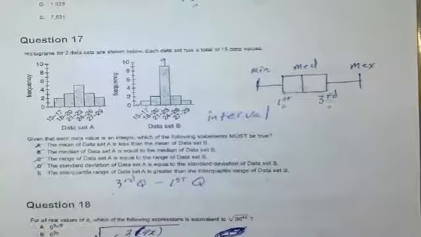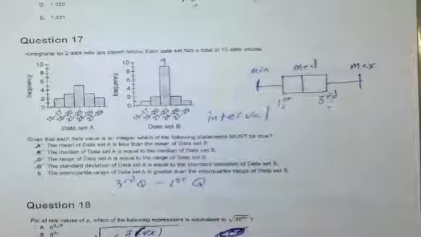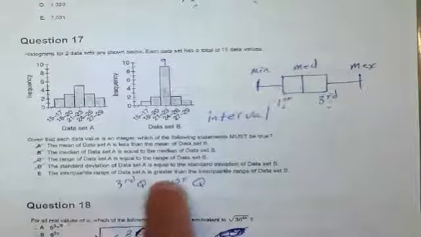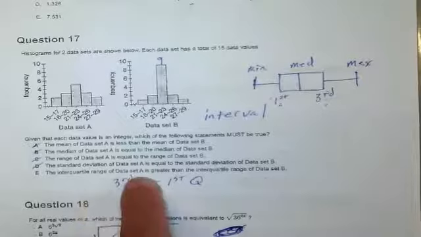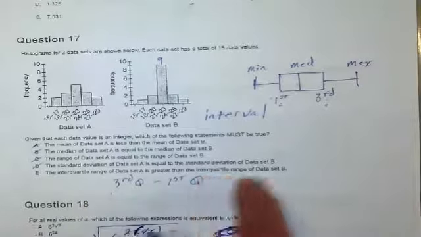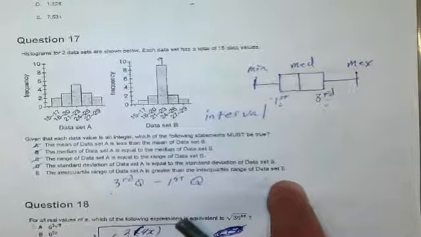We don't know. So you can't find any exact value, but we can compare the interquartile range of A, interquartile being the distance when you make a box plot from the third and first quartile. The interquartile range of A is greater than the interquartile range of data set B. This is the only one that we could find because we eliminated the other four.